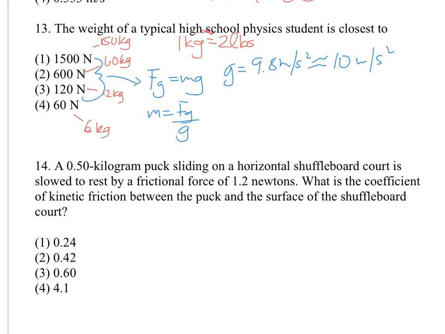Now, when we convert each of these to pounds, times it by 2, this one's about 300 pounds. That's too much. This one's about 120 pounds, maybe. This one's about 24 pounds, too light, and this one is even lighter. So the only plausible choice here is choice 2, 600 newtons.